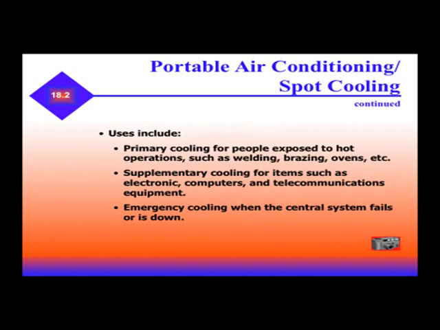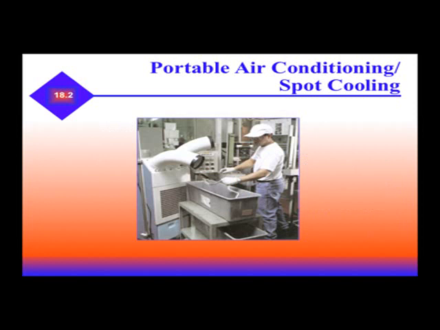We use portable air conditioning and spot cooling in situations such as primary cooling for people exposed to hot operations such as welding, brazing, ovens, etc. Also for supplemental cooling of electronics, computers, and telecommunications, and for emergency cooling when the central system fails or is shut down. This is an example of a portable or spot cooling unit.